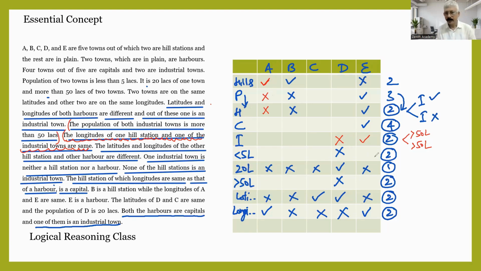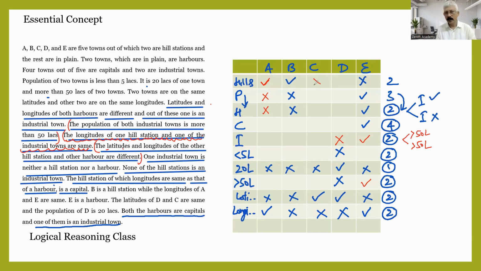And here E is industrial, so the population of E will be more than 50 lakhs, right? Now, the latitude and the longitude of the other hill station and other harbor are different. So listen, the other hill station is B. A and B, two hill stations decided.